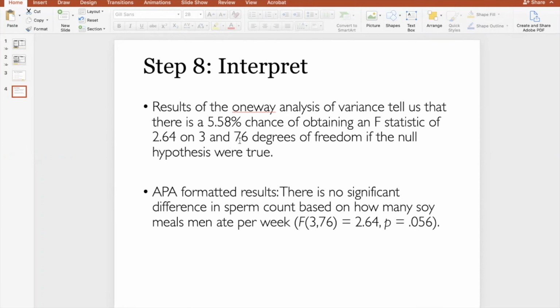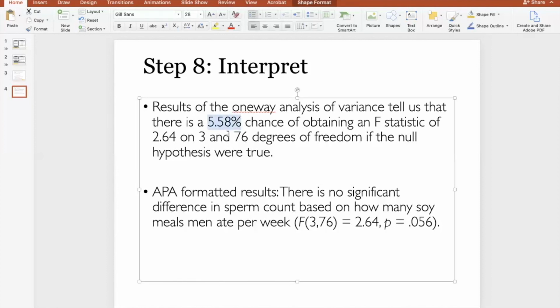So if the null hypothesis were true in the population, that there is no significant difference in sperm count, we have a 5.58% chance of obtaining this F statistic. This kind of demonstrates how arbitrary a p-value of 0.05 is. So if a p is 0.05, that means we have a 5% chance of obtaining this F statistic. But because we want to keep some fairly strict cutoffs, we would still say that this is non-significant. Remember, this percentage simply comes from the p-value.